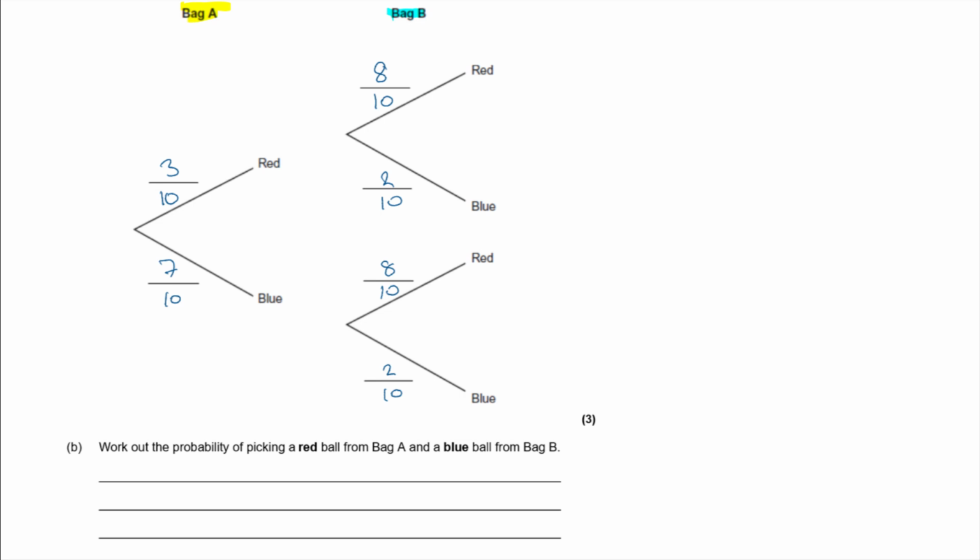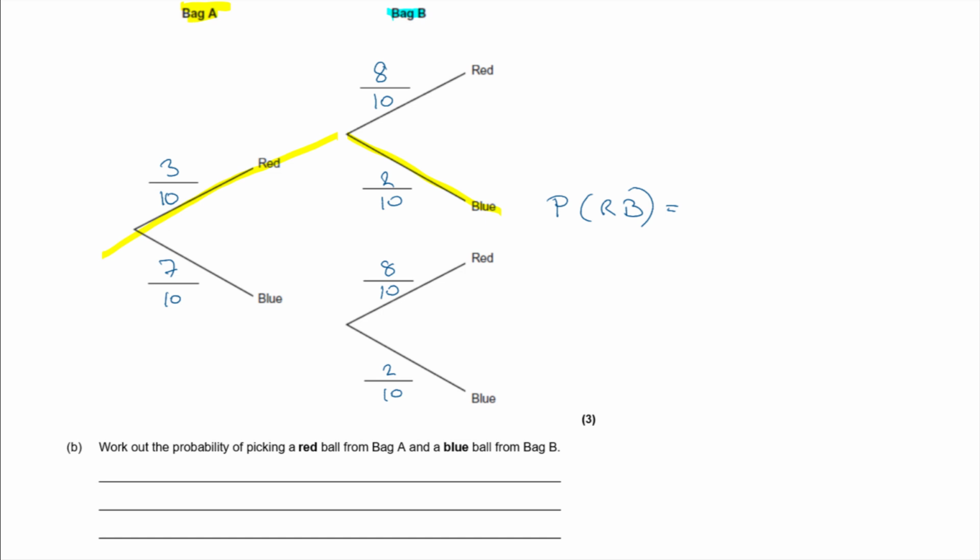Now part B says work out the probability of picking a red ball from bag A and a blue ball from bag B. So we've got one specific route that we can take here then. So it's along that route there and then down there like that. That's the ones we need. Okay, so we want to work out the probability of red blue. Okay, and to do that we just multiply everything along that path.